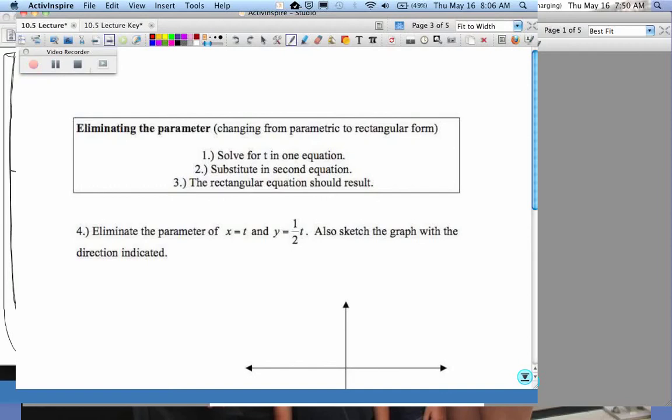So, a lot of times what we want to do is eliminate the parameter, change into a rectangular mode equation, okay? I think I'm going to stop and do a new video.